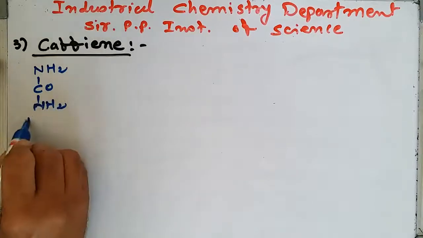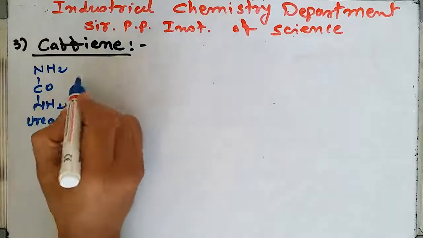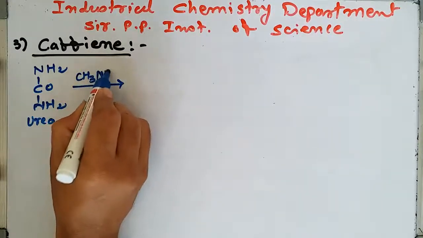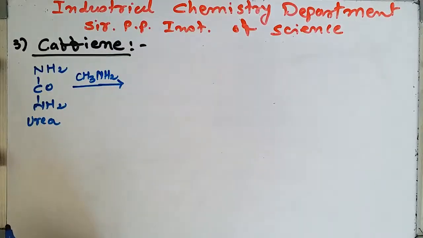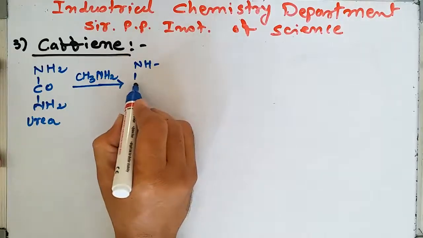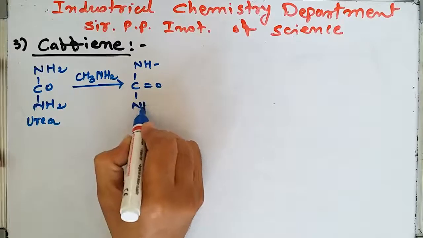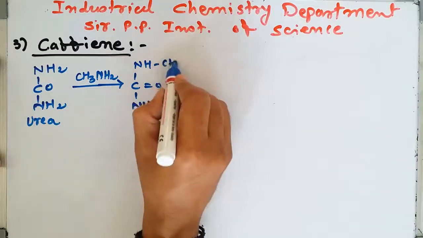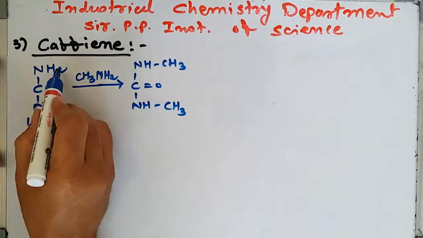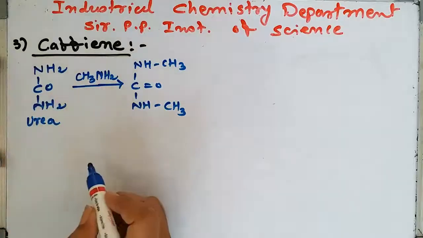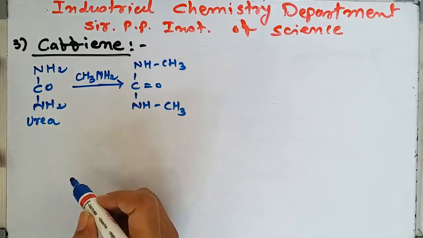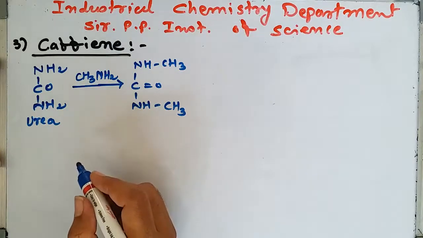NH2CONH2, it is urea. It is treated with CH3NH2, aminomethane, and converted into NHCONH with CH3 and CH3. Both hydrogens from urea are substituted by methyl groups. So we get a derivative of urea.